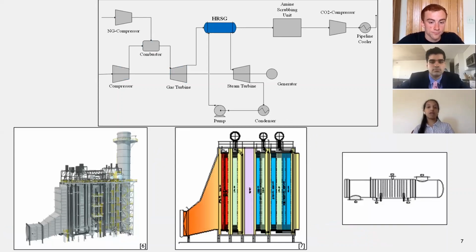In industry, the most common HRSG is a horizontal drum, as seen in the first picture to the left. In this configuration, the hot exhaust gas from the turbine flows through the horizontal tubes. We modeled this in the Aspen exchanger design and rating as a shell and tube heat exchanger with the boiler feed water in the shell, and the sketch is shown on the right.